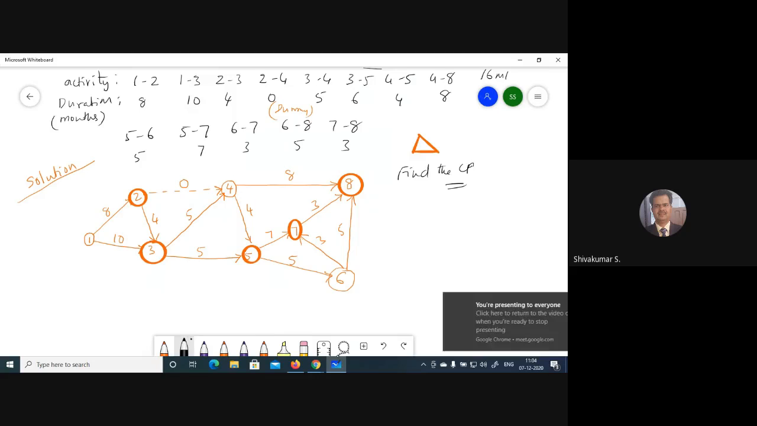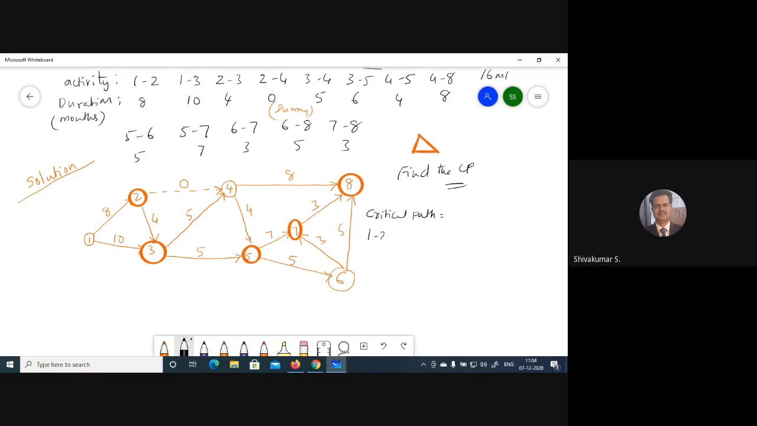So what is the critical path now? Duration of the project? Critical path. After finding everything, you're going to get 1, 2, 3, 4, 5, 6, 7, 8 as the critical path. And the duration of the project.